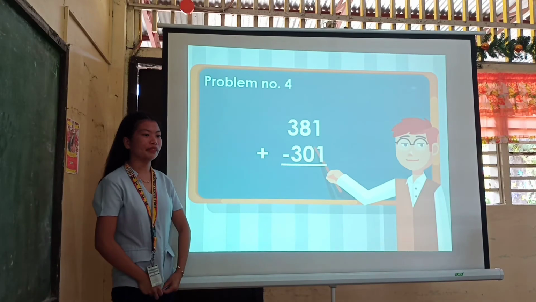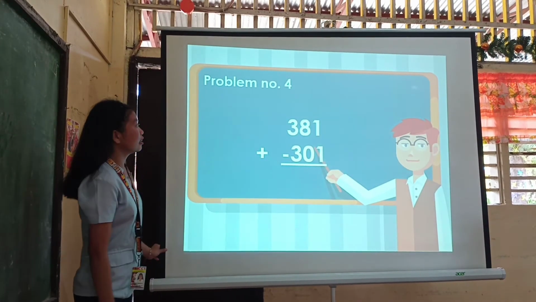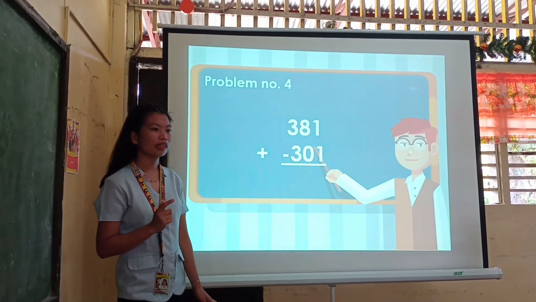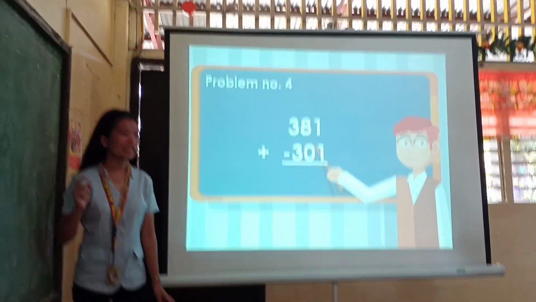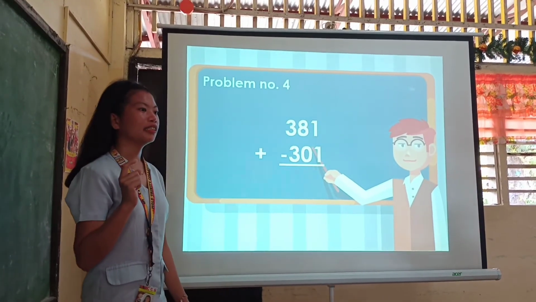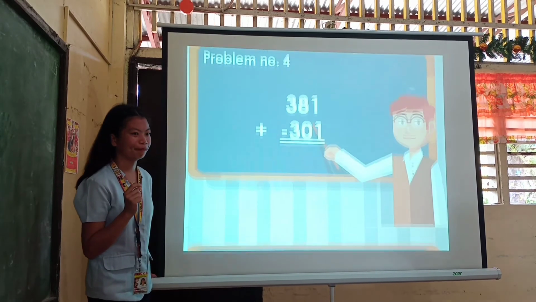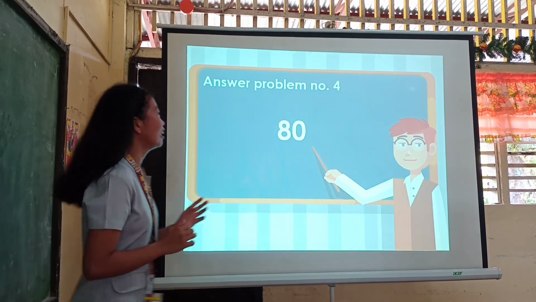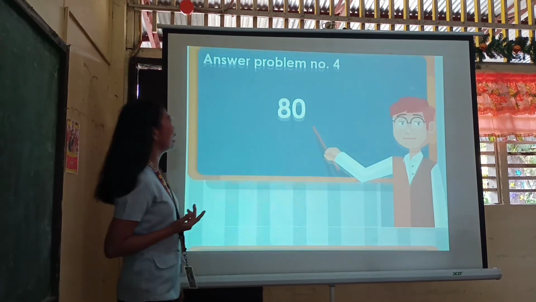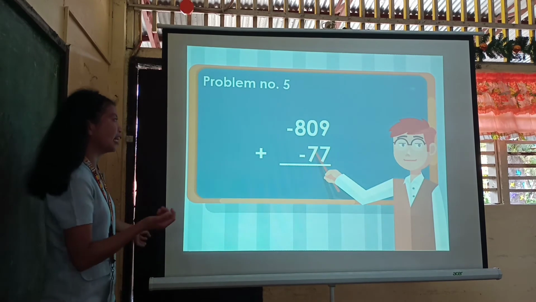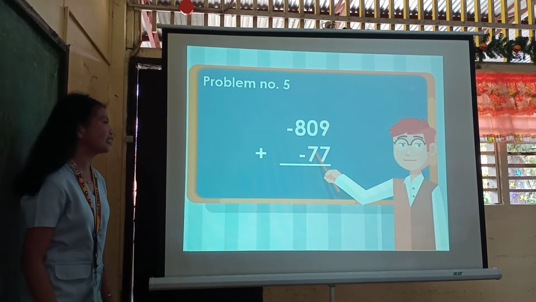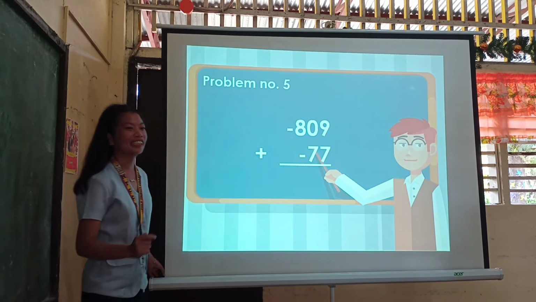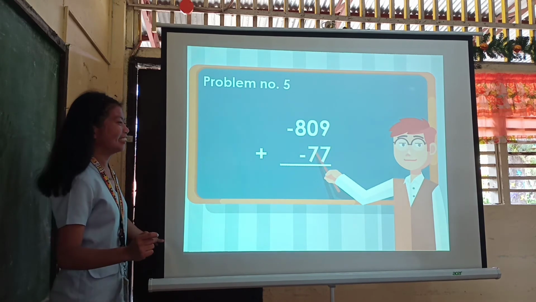For problem number 4, we have 381 plus negative 301. Please reveal the answer. The answer is positive 80. Correct. Woohoo! Yes, tama tayo. For our last problem, we have negative 809 plus negative 77. Raise your board. Reveal the answer. Yes.